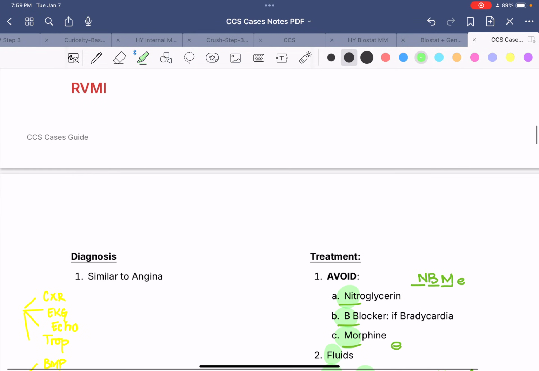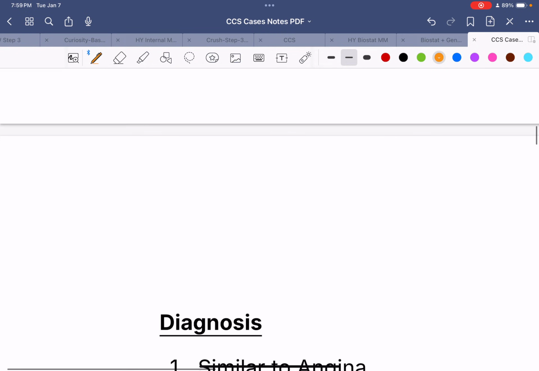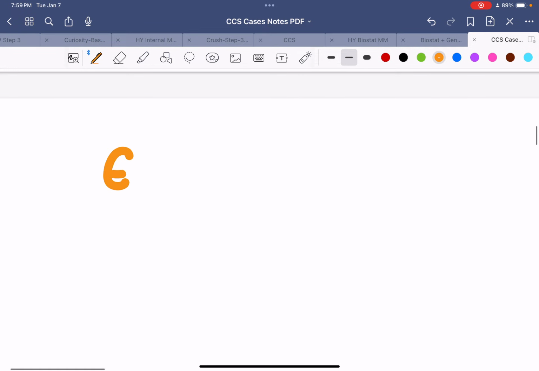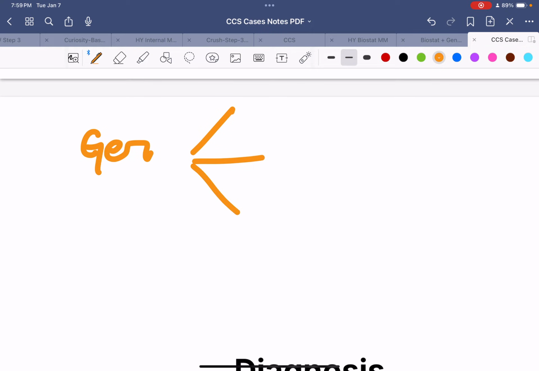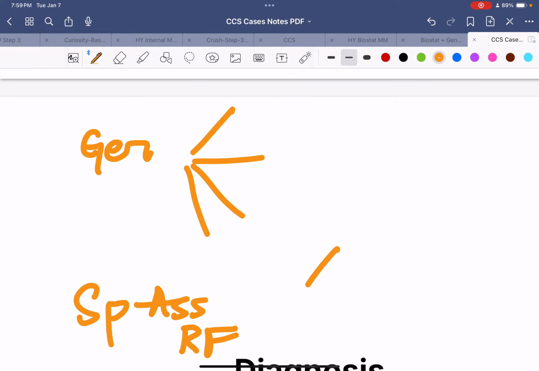Then if this patient specifically has right ventricular MI, what's the goal? Again, it's a type of angina, so what are the goals in your diagnosis? We're going to divide the diagnosis just like we did previously into the general tests, which we do to establish the cause, and then the specific tests for the associated risk factors for the MI or the angina.